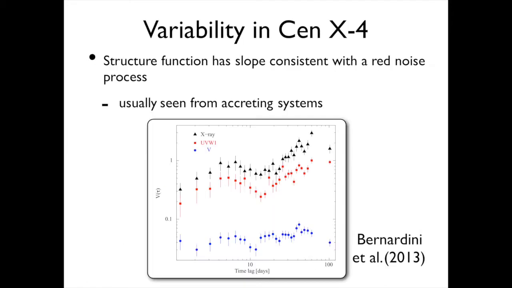We can look at the characteristics of the variability too. This is a structure function, which is a crude measure of the variability amplitude as a function of time scale. So this is 10 days and 100 days along here. The slope of this tells you about the process that you expect. The slope that we see here is consistent with red noise, which is exactly what you'd expect from the sorts of processes you get from accretion onto the neutron star surface.